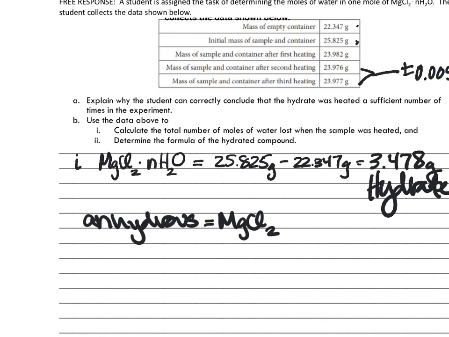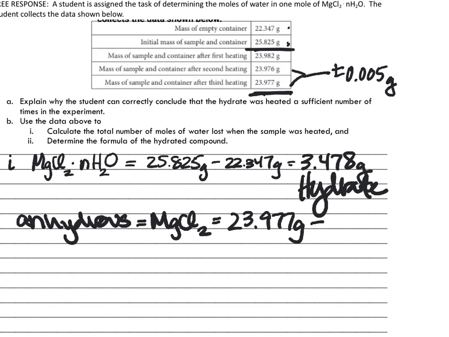Emma, you told it to me earlier. So you do the container before and then the container after. And you would use that third trial, or the second trial, or whichever one you choose. And you would do your before. Okay, so that would be our 23.977 grams minus our 25.825.